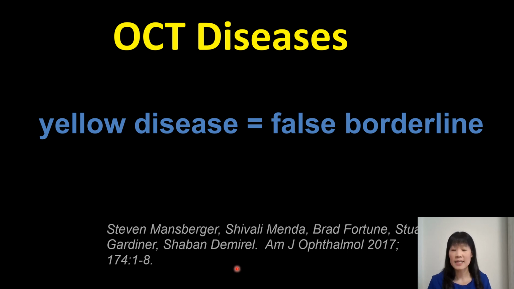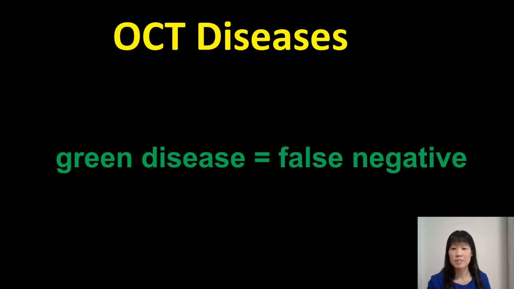So the bottom line is that segmentation error, or OCT artificial intelligence, can give you a false impression that your patient may have RNFL thinning, where if you just manually redraw the borders of the RNFL, then that patient actually has normal RNFL thickness. So the bottom line is yellow disease is a forced borderline warning by the machine.